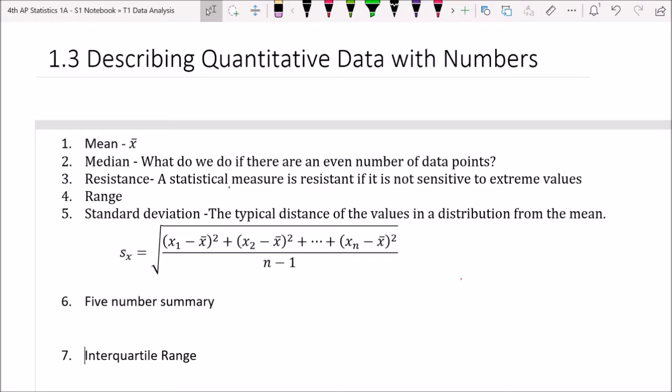Here we go. On the screen right now are the 7 things we're going to cover in this video today. So let's just get right into it, okay? The first thing is the mean, as in the arithmetic mean, as in add up all the data and divide by how many there are.